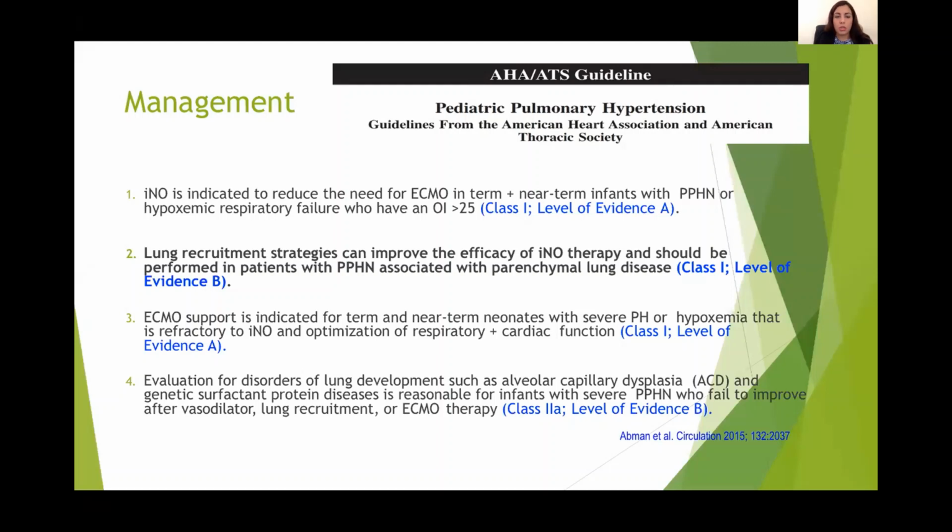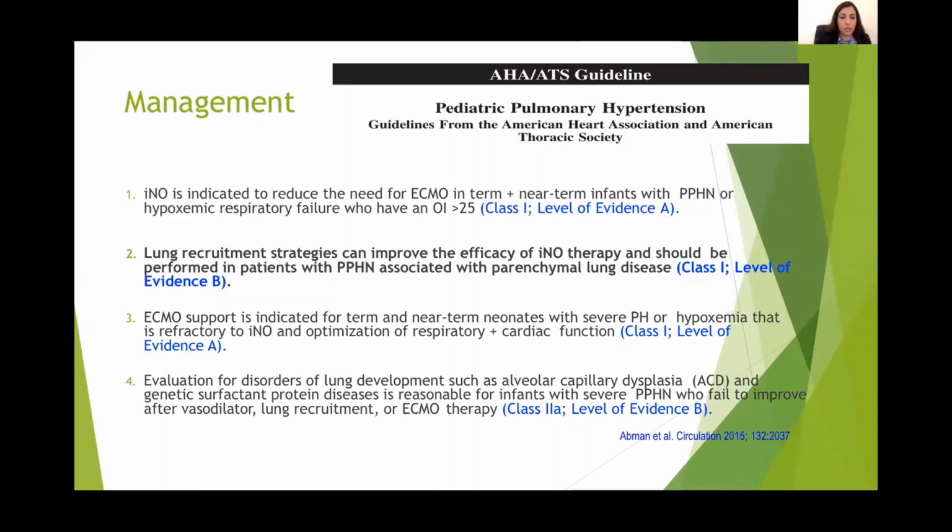The first one is that nitric oxide is indicated to reduce the need for ECMO in term and near-term infants with PPHN or hypoxic respiratory failure when the oxygenation index is superior to 25. This is class 1 level A evidence. Second, lung recruitment strategies can improve the efficacy of nitric therapy and should be performed in patients with PPHN associated with parenchymal lung disease. This is also class 1 level B.